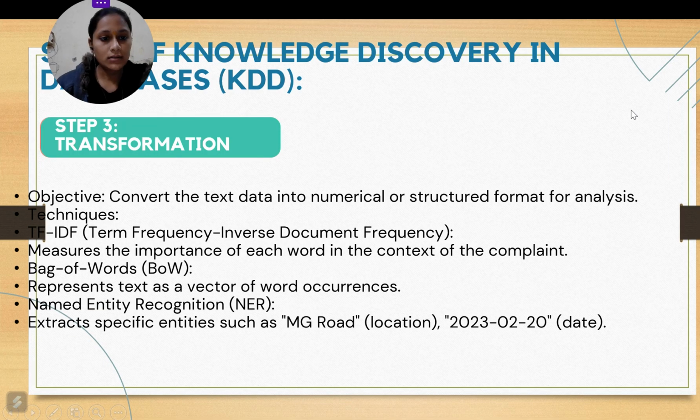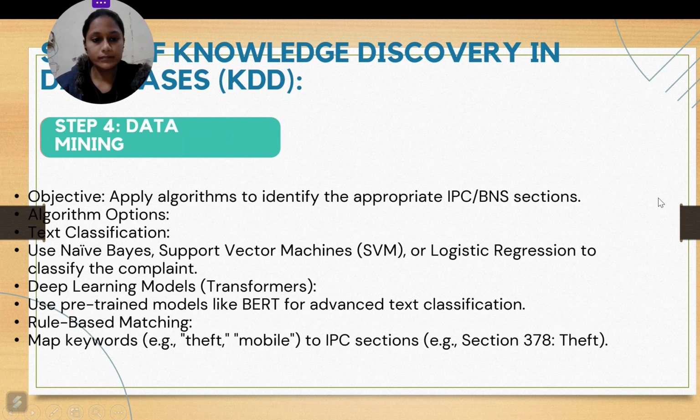Now the third step is transformation. Objective is to convert the text data into numerical or structured format for analysis. Techniques required are TF-IDF, which stands for term frequency-inverse document frequency. It measures the importance of each word in the context of the complaint. Next is bag of words. It represents text as a vector of word occurrences. Next is named entity recognition, NER. It is used to extract specific entities such as MG Road, date, etc.